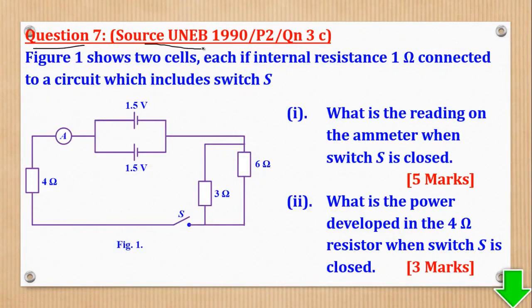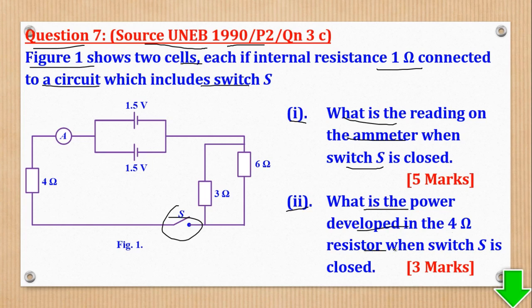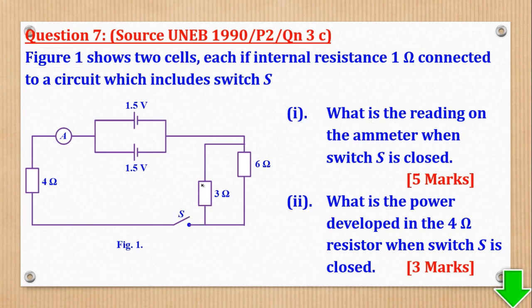Then question 7 came from UNEB 1990, paper 2, question 3C, and it says, figure 1 shows two cells, each of internal resistance 1 ohm, connected to a circuit which includes switch S. Switch S is there. Roman 1, what is the reading on the ammeter when switch S is closed? And Roman 2, what is the power developed in the 4 ohm resistor when switch S is closed? So they want the reading of this ammeter and also the power developed in the 4 ohm resistor.